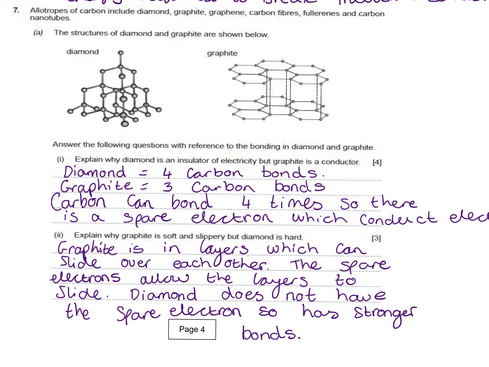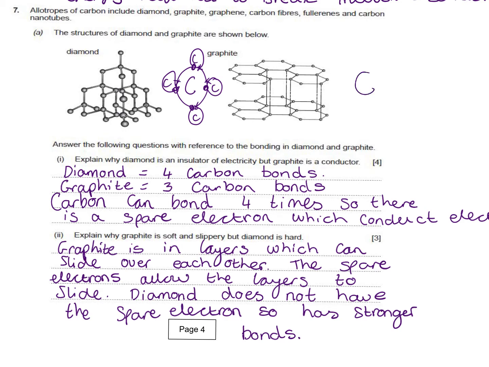Okay, explain why diamond is an insulator of electricity and graphite is a conductor. Diamond has 4 carbon bonds. Okay, so carbon, if you drew its outer shell, has got 4 electrons to bond. Okay, what carbon in diamond does then is it bonds 4 times over and over again until you make a really big structure. Whereas in, oh no, I'll leave that there for you.